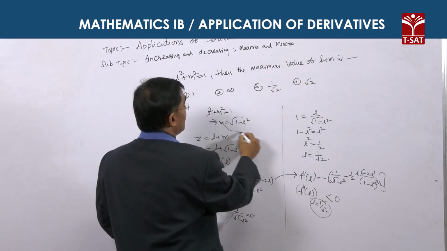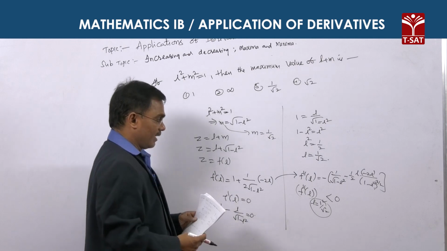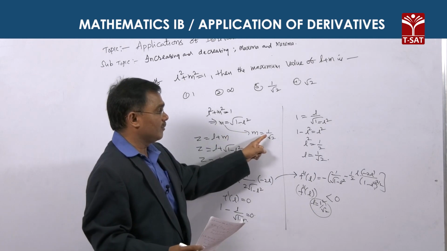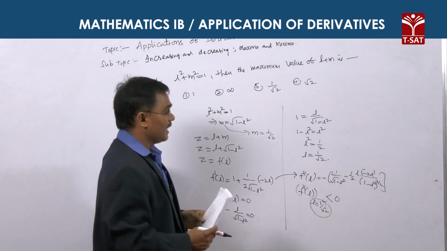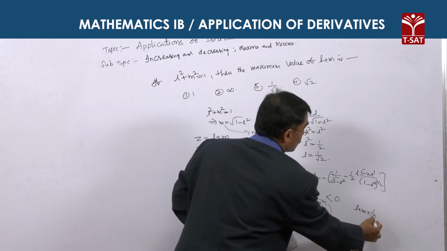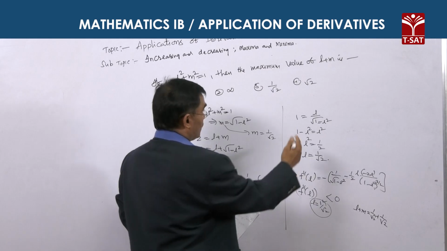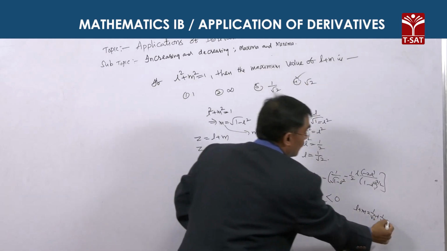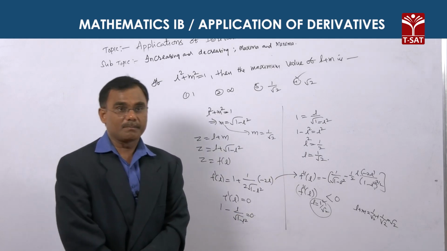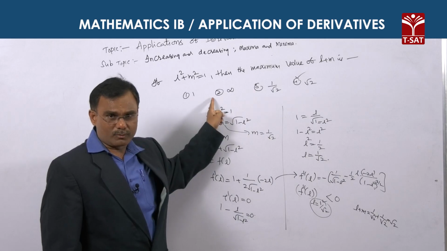Then what is the m value? The m value is also 1 by root 2. Therefore, maximum value at L is equal to 1 by root 2. L is equal to 1 by root 2 means m is equal to 1 by root 2. What is L plus m? L plus m is equal to 1 by root 2 plus 1 by root 2. Simplified, 1 by root 2 plus 1 by root 2 is nothing but root 2. Therefore, the maximum value of L plus m is root 2.